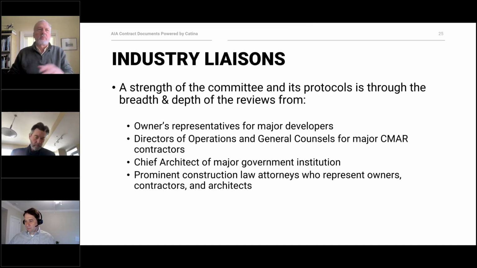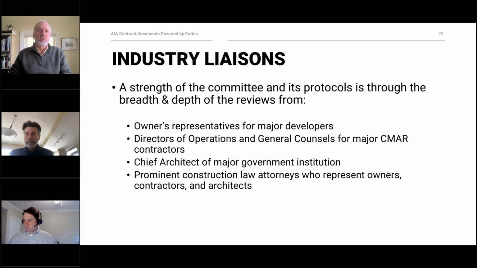Going back to how Mike talked about how the committee is structured, in all of ours we're really pulling in our liaisons, but in this one it was really interesting. It was bringing in the different owners reps with major developers, and we had different general counsels for the contractors, as we had mentioned, including also a major government institution, to say how are you delivering projects?